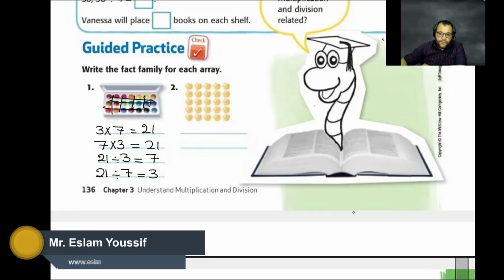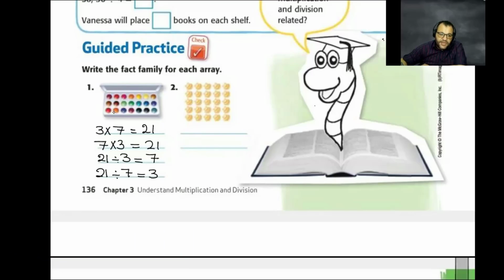Again, to solve this question, all we have to do is write the fact family. I will just multiply. Now we have 3 times 7, which equals 21, or 7 times 3, which equals 21. Then I write the division: 21 divided by 3 equals 7, or 21 divided by 7 equals 3. So how can we solve question number 2? By the same way. I will explain 1 and 2, then we can go to the second page, then you will solve it. How many rows do we have? We have 1, 2, 3, 4, 5.